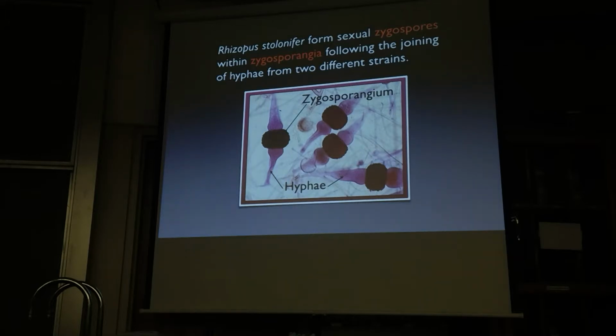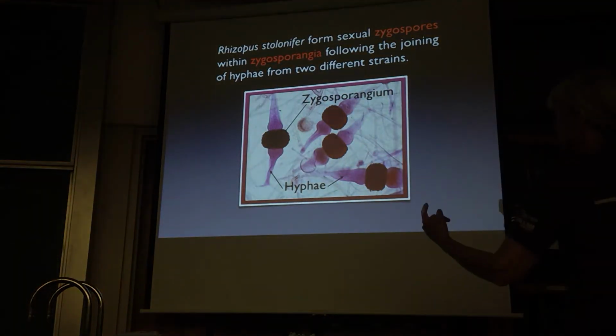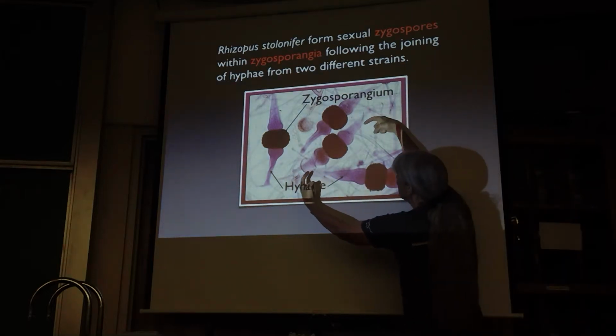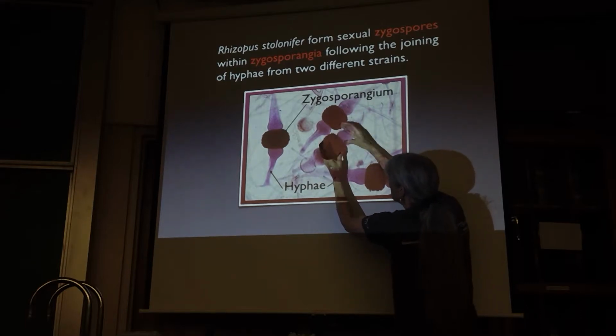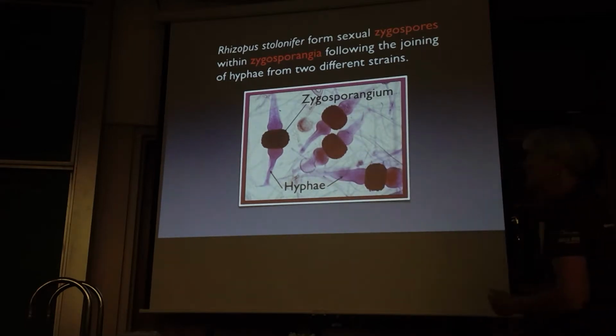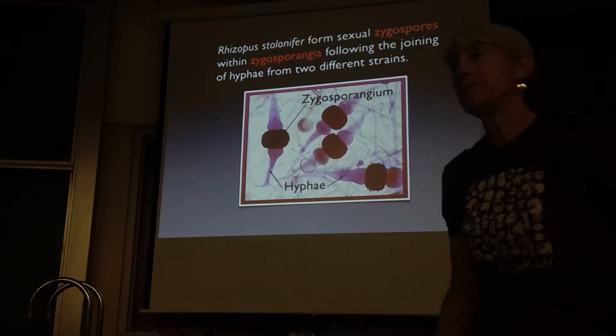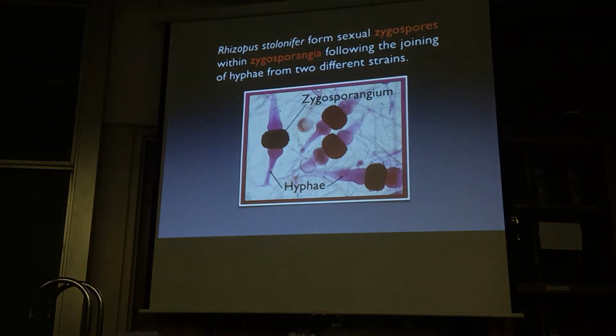But anyway, this is what the sexual spores look like. So again, sexual reproduction involves two different fungi coming together. They undergo plasmogamy, karyogamy. They form this structure, which is the zygosporangium, and inside of that are zygospores, which you can't see. The zygospores undergo meiosis.